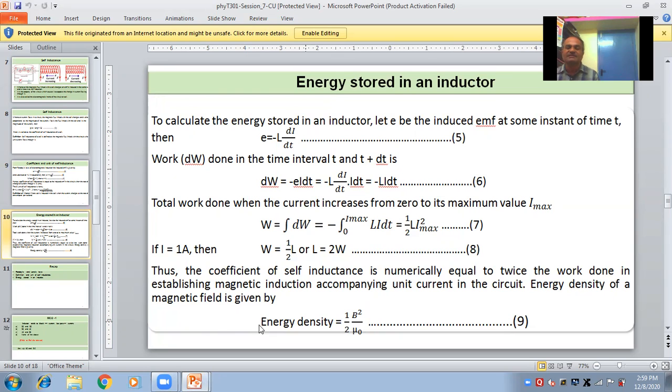Then energy density of the magnetic field is given by energy density is equal to 1 by 2 B square divided by mu naught. We are not going to derive here, just the expression is given. Energy density means energy per unit volume, in any region where magnetic field is there. So that is equal to 1 by 2 B square divided by mu naught, where B is the magnetic field intensity, and this mu naught is the permeability of that region.